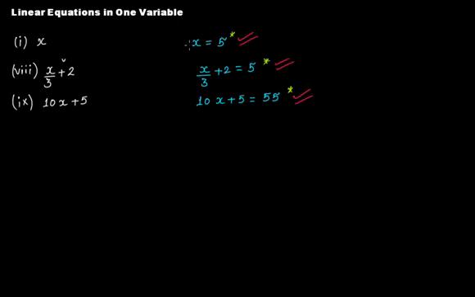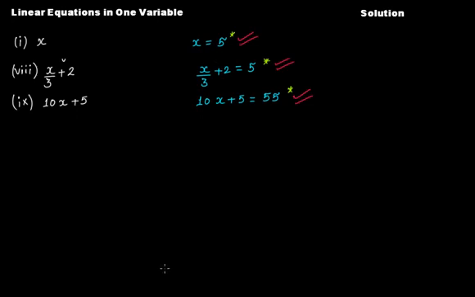Okay, so we have these linear equations in one variable, right? So x by 3 plus 2, 10x plus 5, these are expressions and these are the equations. Now, x is the left hand side, 5 is the right hand side, x by 3 plus 2 is the left hand side and 5 is the right hand side, 10x plus 5 is the left hand side and 55 is the right hand side. So we can quickly talk about the solutions of these linear equations in one variable.